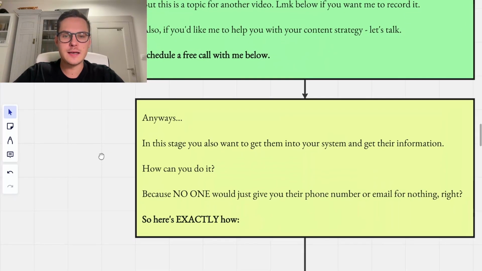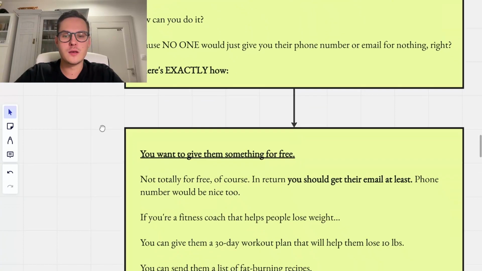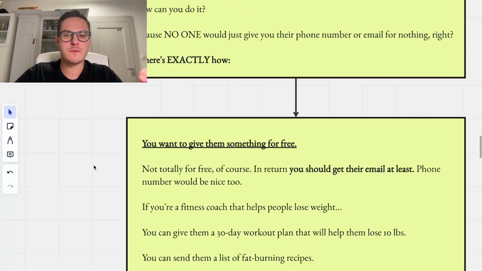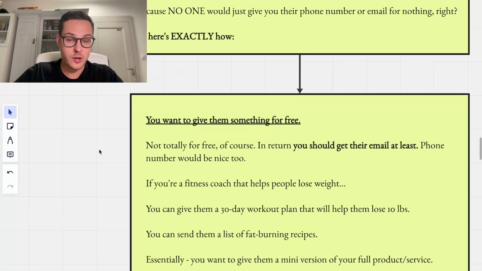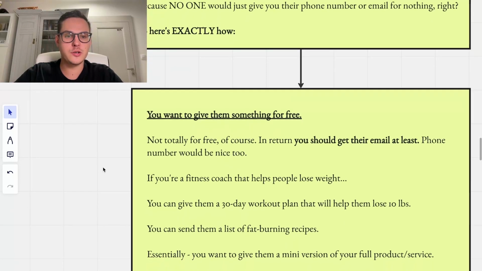But anyways, in this stage, you also want to get them into your system and get their information. And how can you do it? Because no one will just give you their phone number or email for nothing, right? Here's exactly how. You want to give them something for free, but not totally for free, of course. In return, you should get their email at least. Phone number would be nice too, but I would say email is probably step number one.